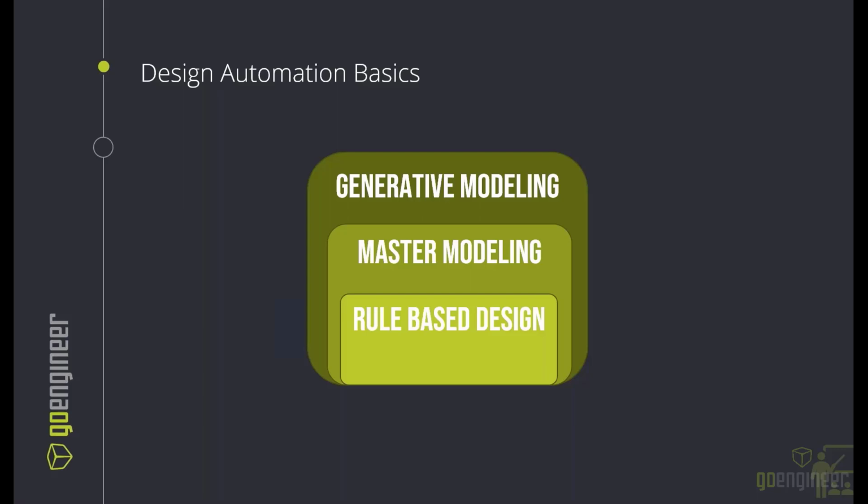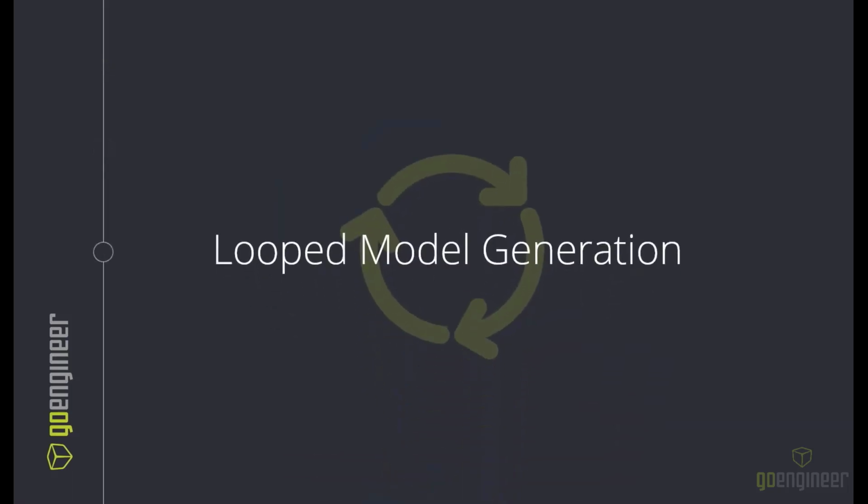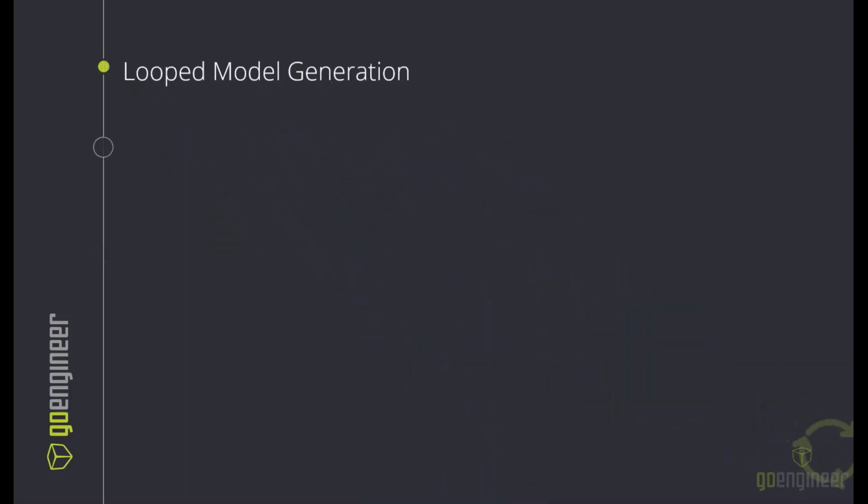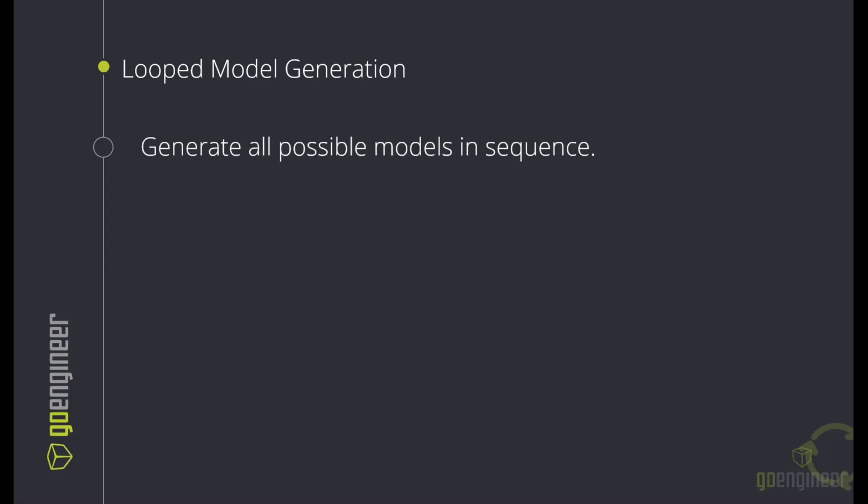inside the generative modeling platform, but we also have all these other tools at our disposal to generate those models. So that's a lot of the theory. I promise I'm done with theory for the rest of the day. Well, maybe a little bit more theory here and there, but regardless, let's go ahead and talk a little bit about looped model generation. So looped model generation is a way that we can generate models automatically while using a design table. So we're going to generate all of the possible models in a sequence.